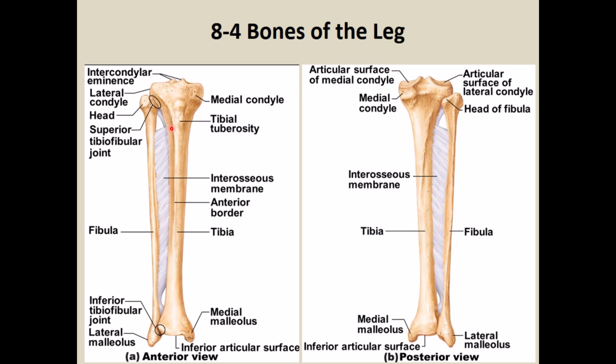So there are two bones, similar to the upper part of the body, the upper limbs and the forearms. You have two bones, and here you have two bones also. The thicker bone is located medially, and that's called the tibia, and the thinner one is located laterally. That's called the fibula.